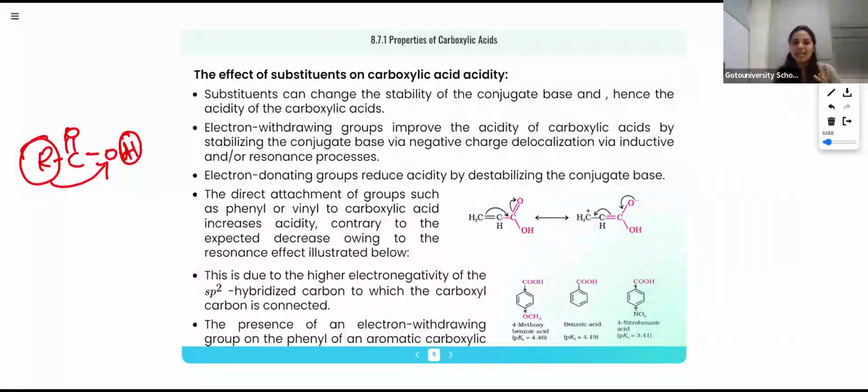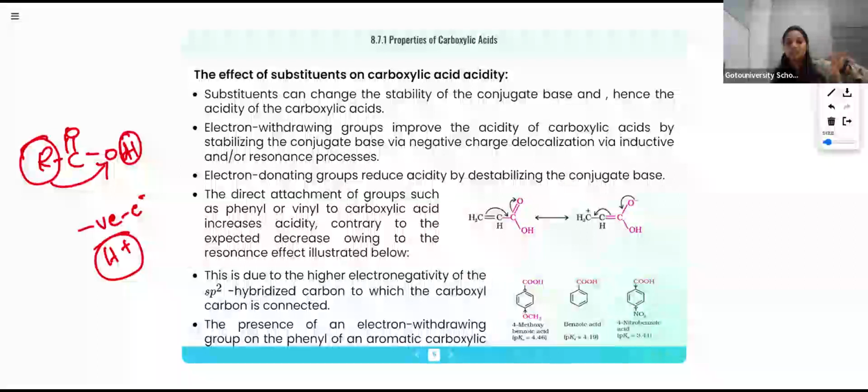Electrons have negative charge, right? Electrons are negatively charged. Hydrogen is here trying to leave as an H plus ion. So when the electron density is moving towards this oxygen, that electron density will attract the H plus ion because of opposite charge. So this electron density is attracting the H plus ions, which means they are not releasing these H plus ions easily. What does it mean?